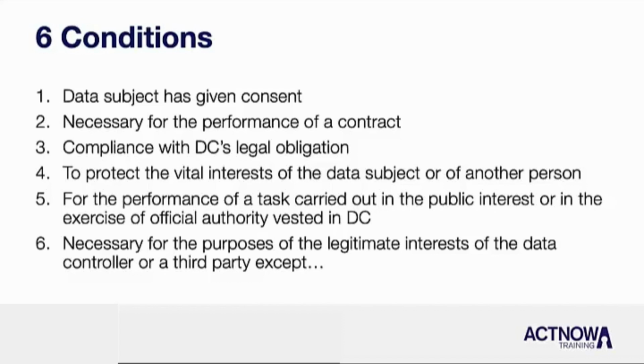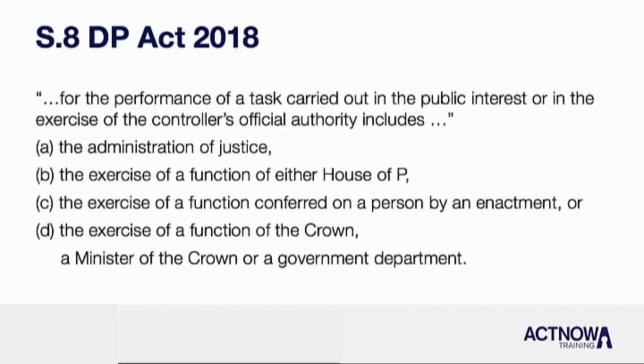If it's to protect the vital interests of the data subject or of another person, so for example they are in danger and you need personal information in order to support them. If it's for the performance of a task carried out in the public interest or in the exercise of official authority vested in you as a data controller, or if it's necessary for the purposes of your own legitimate interests, where it's subject to a legitimate interest test. Now most of these you can find defined in the GDPR. However, number 5 is specifically in further detail in the Data Protection Act 2018.